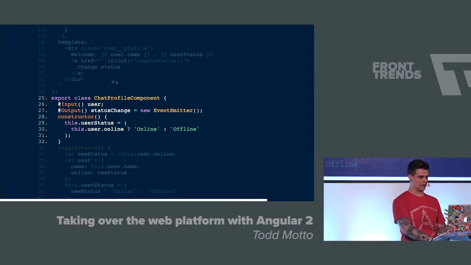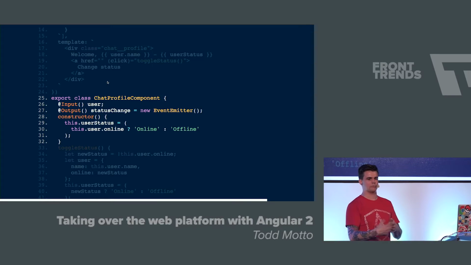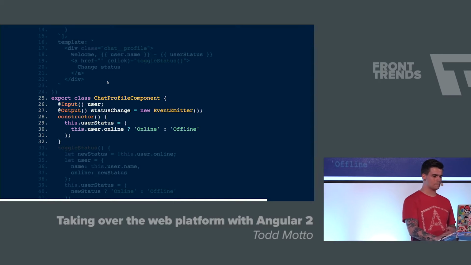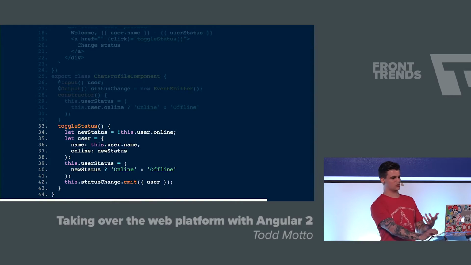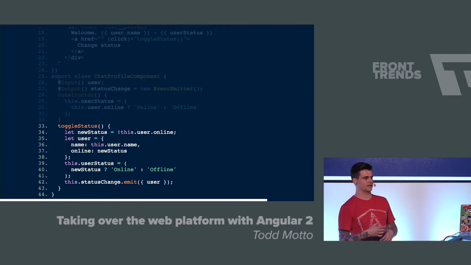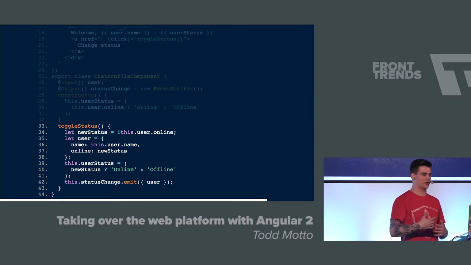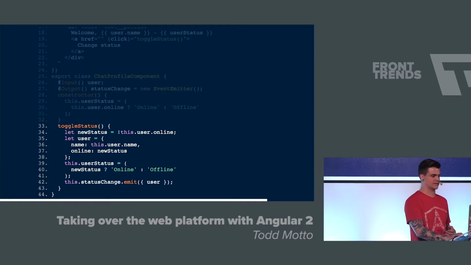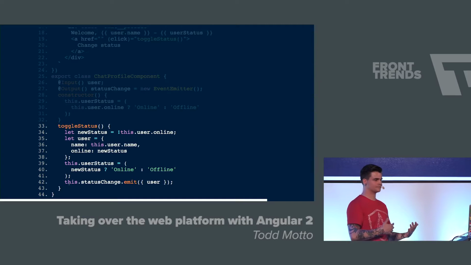In here we have the template and everything, and then we have the ES6 class. We've imported this thing called event emitter, which allows us to publish an event when something's changed. We then have a user status, and then a toggle status function if you wanted to change your status. Obviously, we might have a more sophisticated example with a drop-down list that says I'm away or offline. This just allows you to change your status to be offline or online. Then this line of code here, line 42, allows us to publish that change.